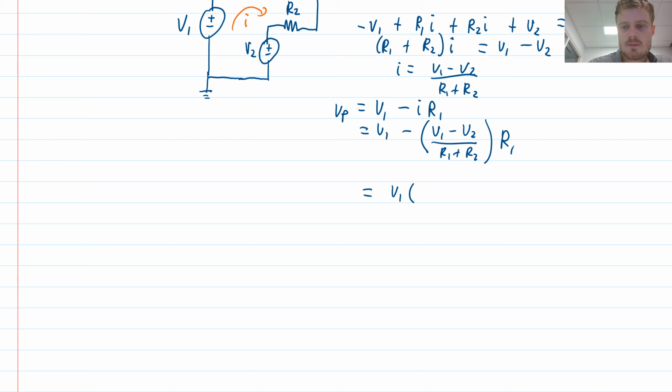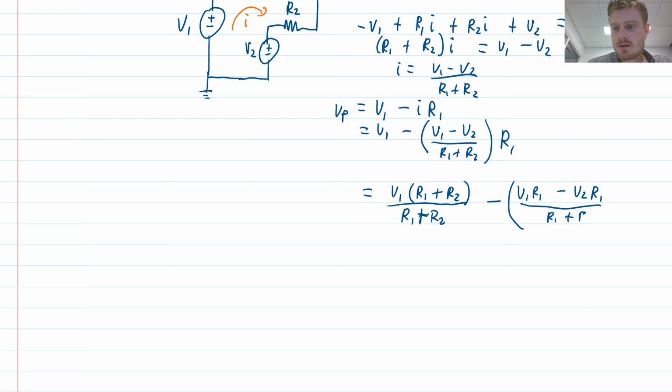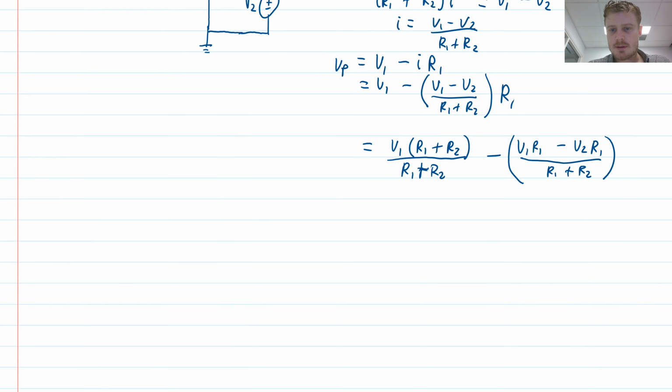If I write V1, R1 plus R2, divide R1 plus R2, so this is just the first term, minus this. I'll bring the R1 inside, so it becomes V1 R1 minus V2 R1 divided by the same denominator. So I have that, and this will clean up a little bit.